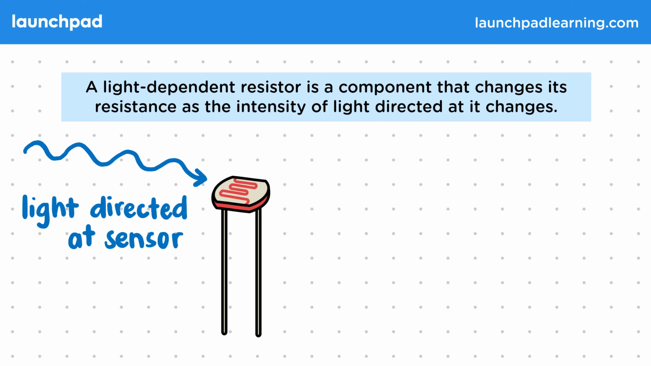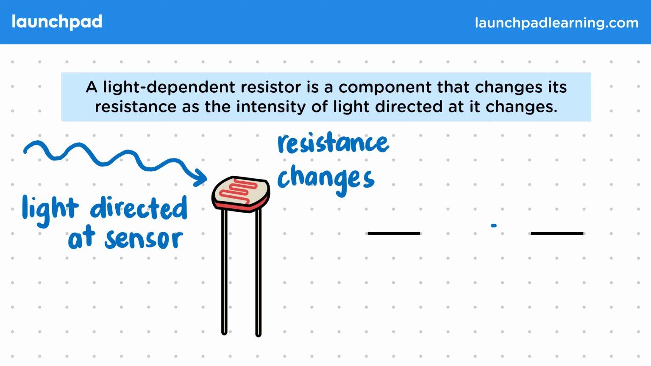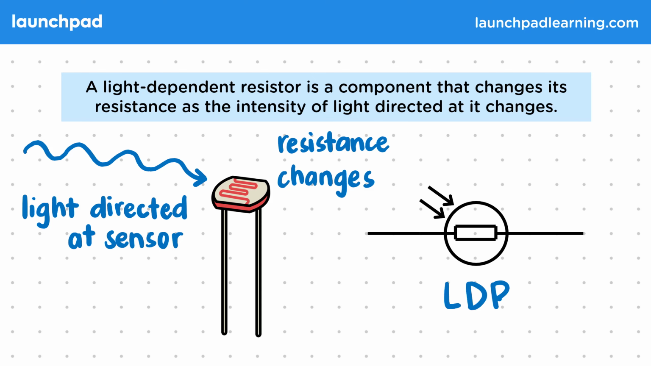In particular, its resistance changes as a result of releasing more charge carriers, though you won't need to know the details of what causes the change in resistance at GCSE. But you do need to know that the light-dependent resistor has this circuit symbol. The rectangle in the circle shows it's a type of resistor, and these two arrows show that it is reacting to light. Also be aware that we often abbreviate light-dependent resistor as LDR.